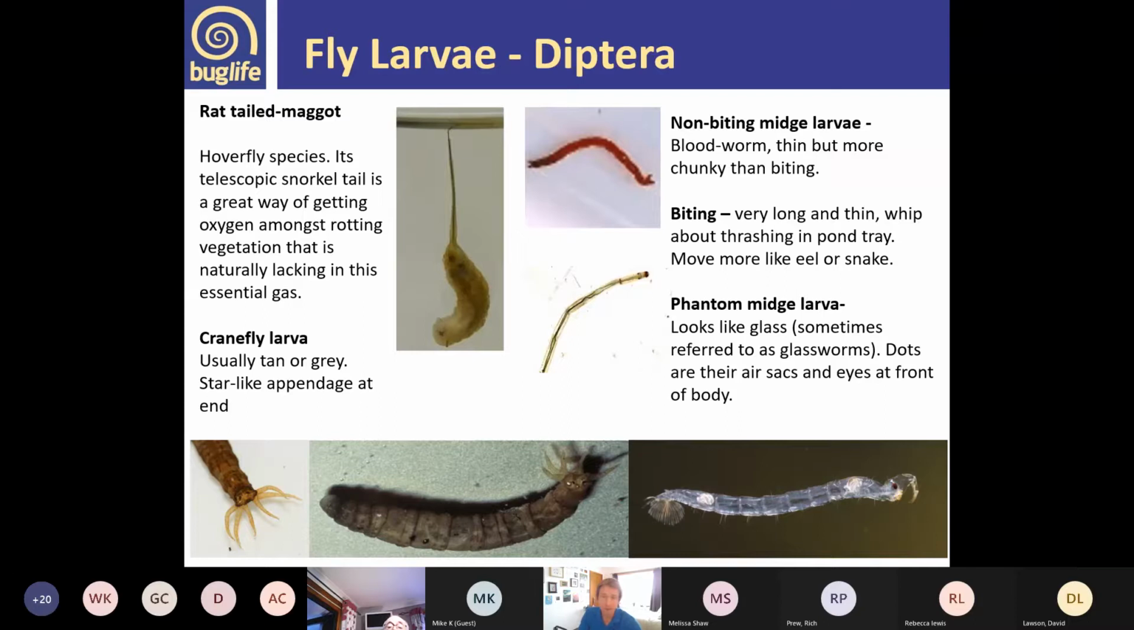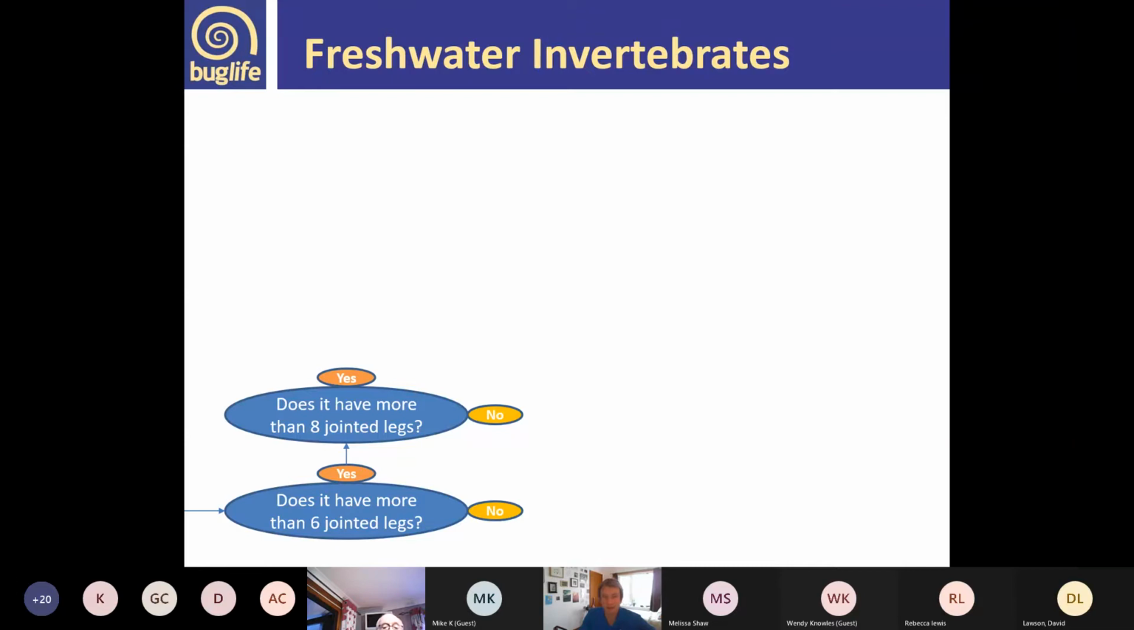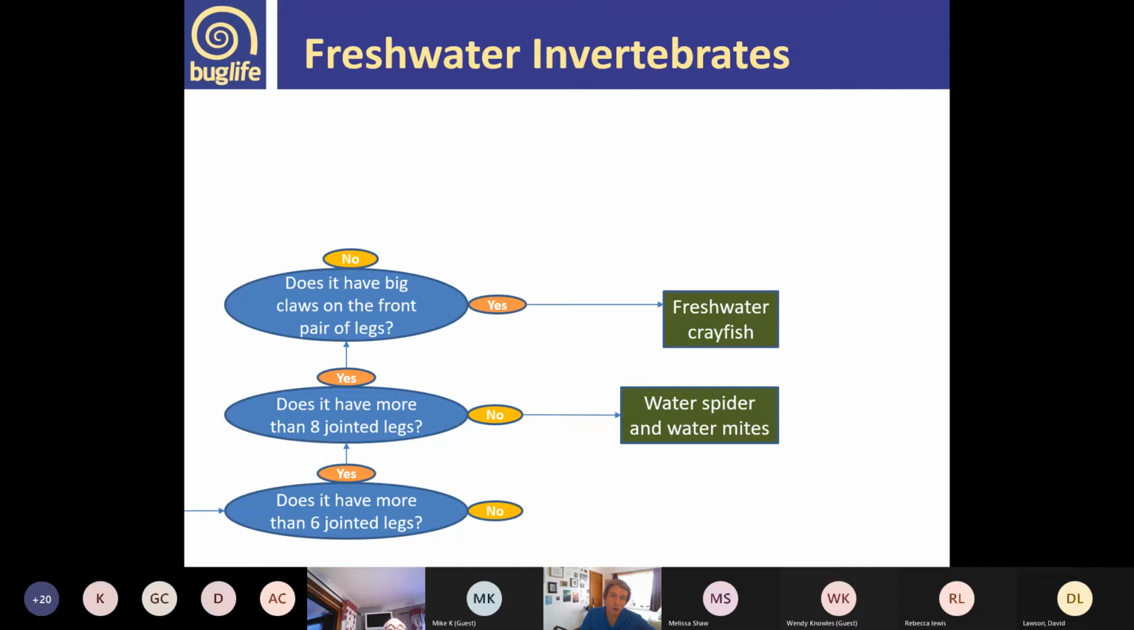So on to the next section of the name trail. We've moved on to animals with legs now. Does it have more than 6 jointed legs? If it doesn't, then that would suggest that it belongs to the class Insecta, which we're going to move on to in the next section of the name trail. But for now, we're going to deal with the animals that have more than 6 jointed legs, one of which is the arachnids, which we'll come to in a moment. And the others all belong to the crustaceans.